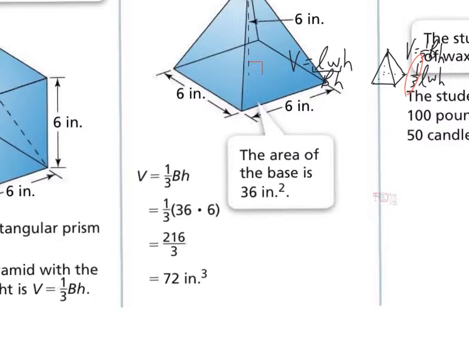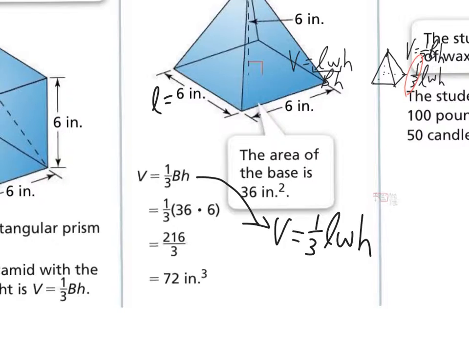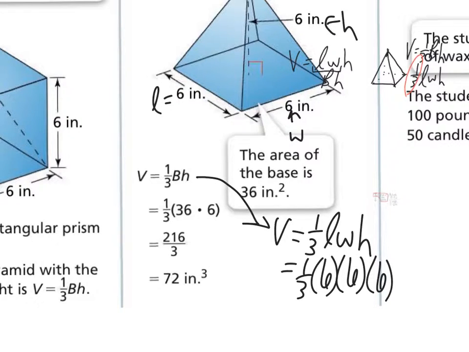The book just keeps it as 1/3 capital BH, and they just say capital B is the area of the base. If you want to do that, that's fine. Another option is, since our base is a rectangle, and we just talked about the area of a rectangle being length times width, you could change it to this and then say, well, my length is 6, my width is 6, and my height is 6. And then you could just multiply those all together.